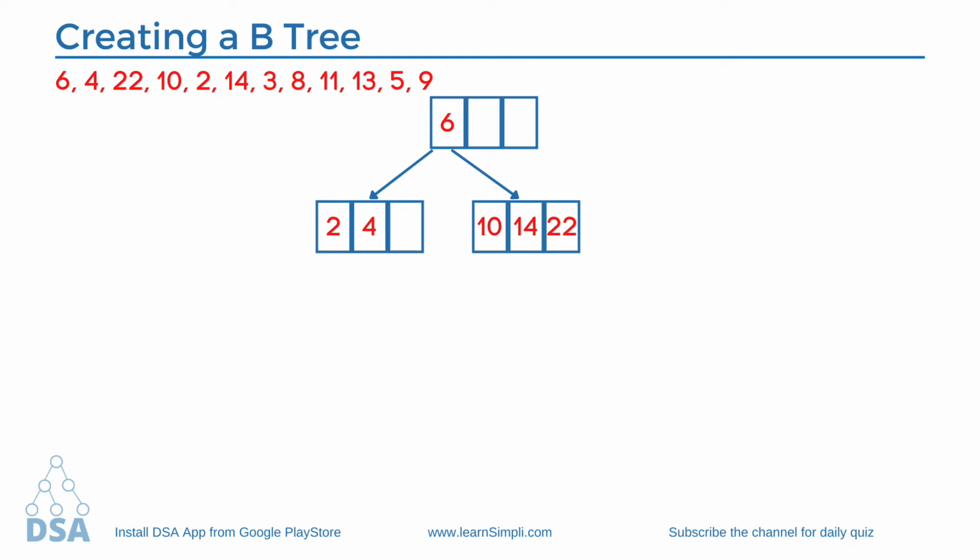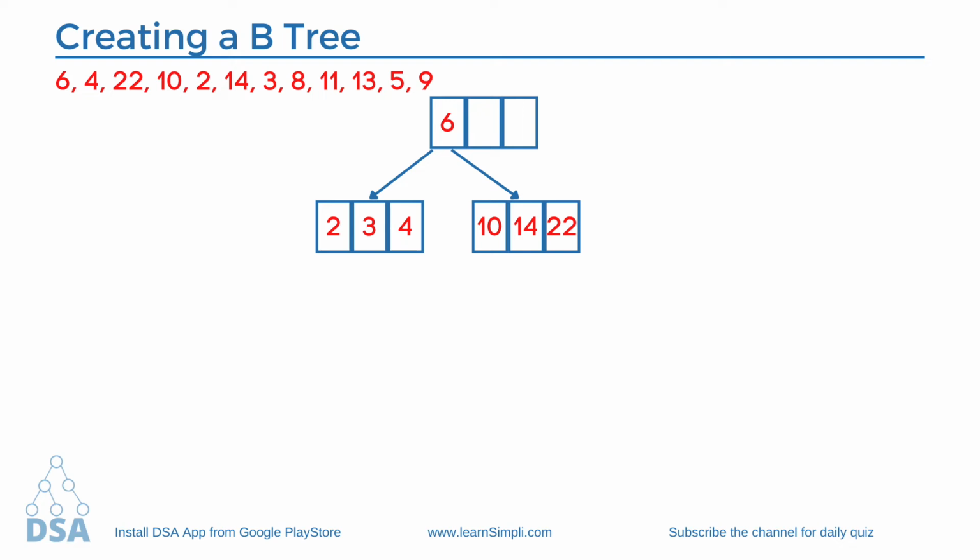Now next is 3. Let's find out where we can insert 3. 3 is less than 6, so it goes to the left subtree. And in the left subtree, the existing numbers are 2 and 4. 3 is greater than 2 and less than 4, hence 3 will be inserted in between. Next element is 8.